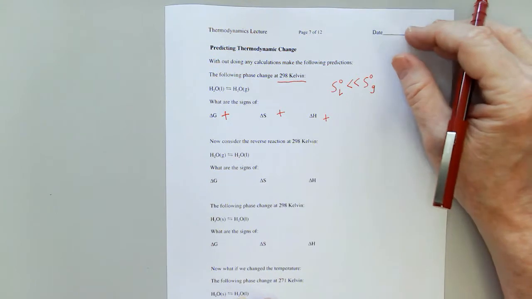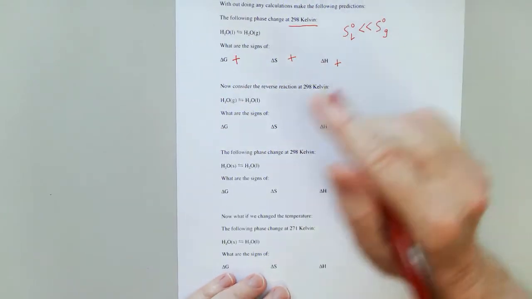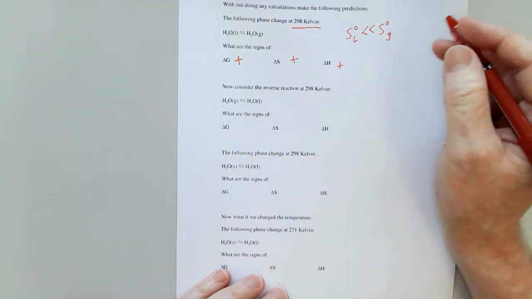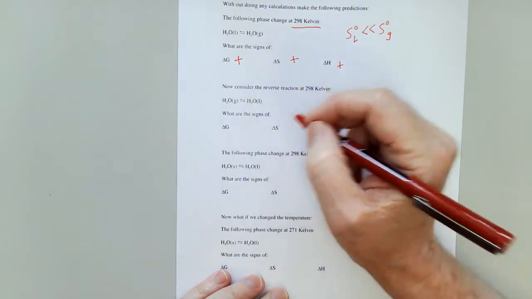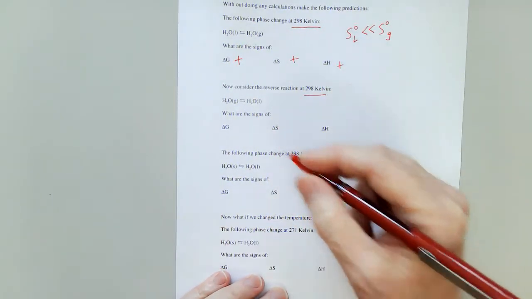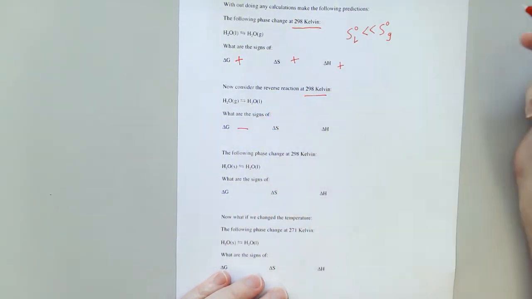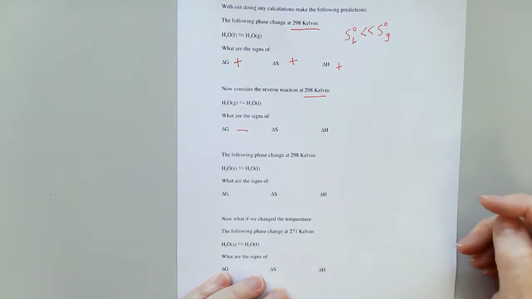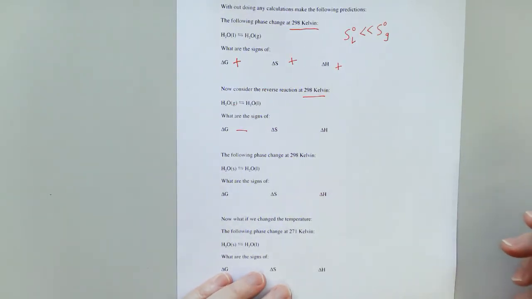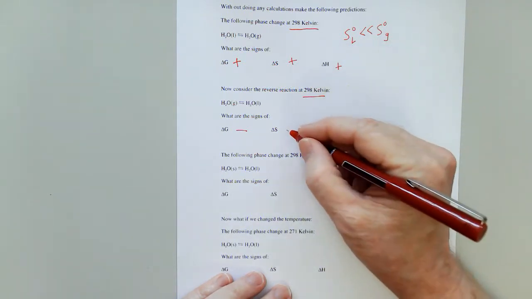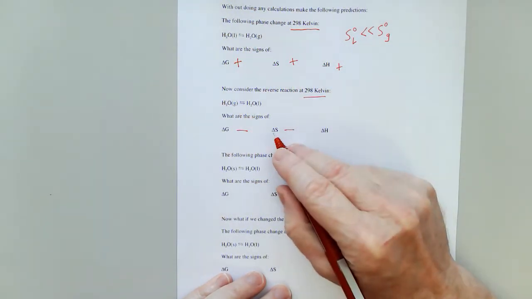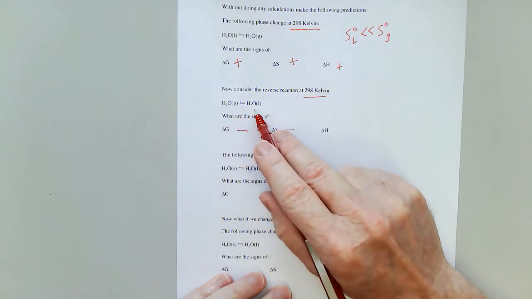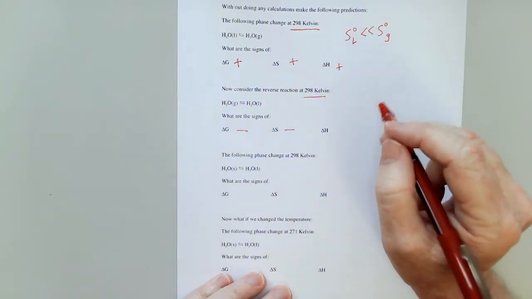Okay, let's look at the reverse reaction, which would be water condensing, gas to a liquid. It's at room temperature. Yes, that happens spontaneously. Delta G is negative. For any spontaneous process, delta G is negative. For any non-spontaneous process, delta G is positive. Now, delta S would have to be negative.